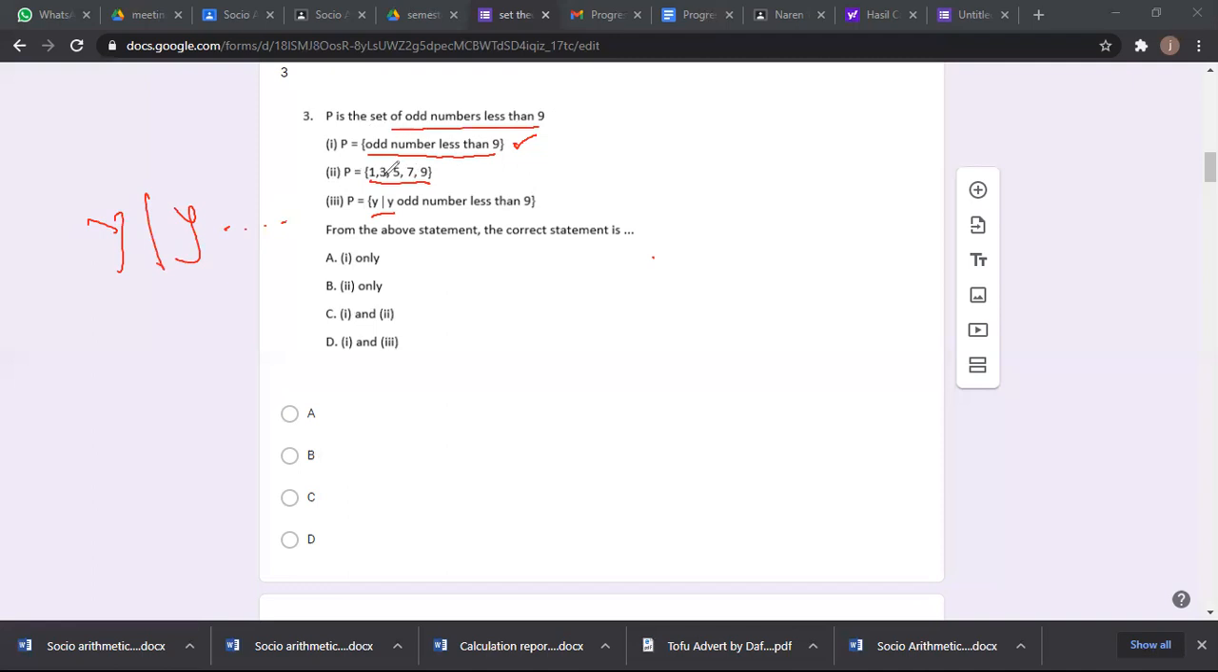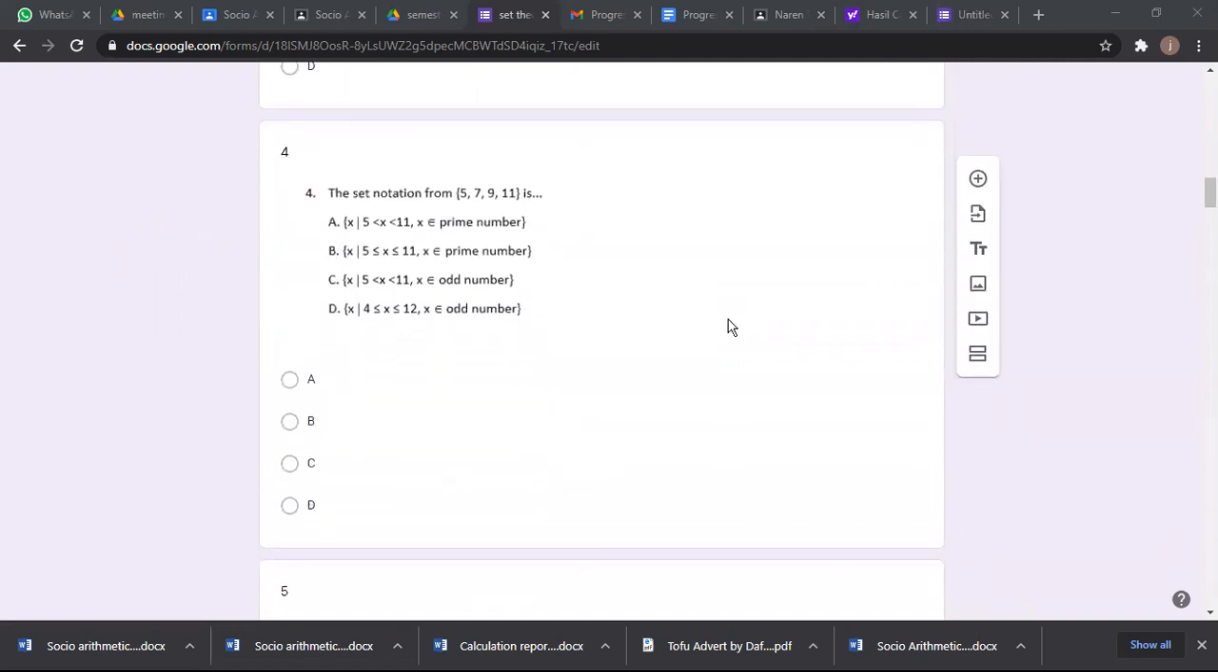And then here we have 1, 3, 5, 7, 9. But if we say less than 9, 9 is not included. So this is not correct. And then the next sentence is like this. So this is the correct notation. So the answer is 1 and 3. Okay, I will clear it first. Next, we move to number 4.